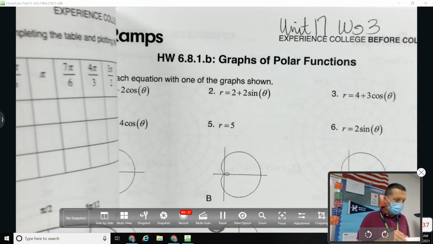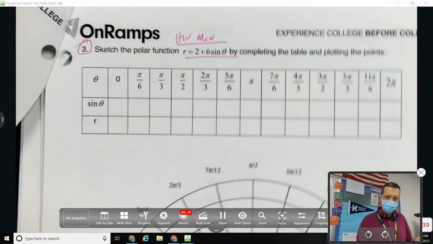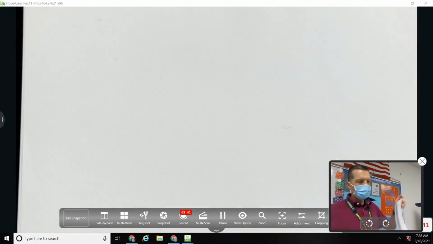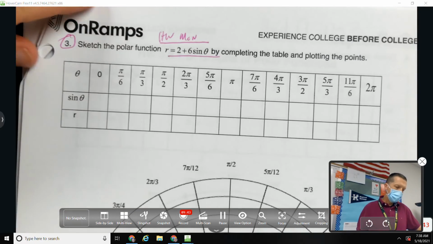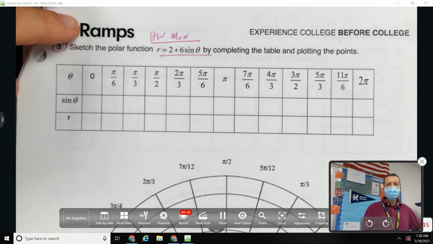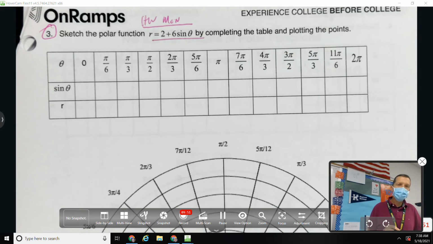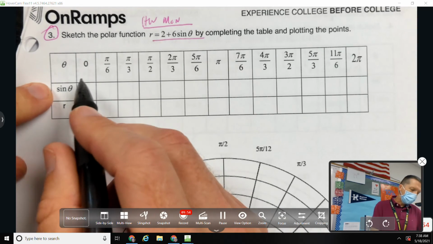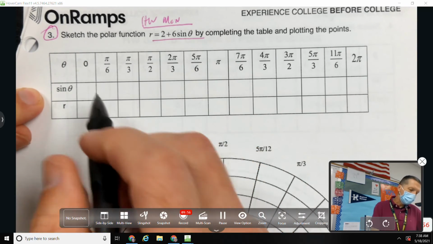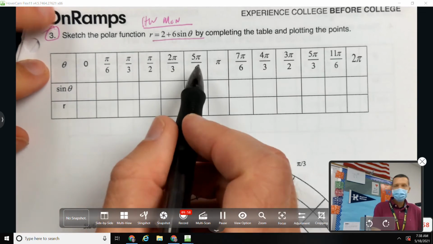The other one that was assigned was number 3. Let's do a little bit of it. I don't want to do all of it, just because it takes a while. But just to make sure you understand what it's asking, because it's like a table of values, but 3 columns here. First, just take the sine of the angle.